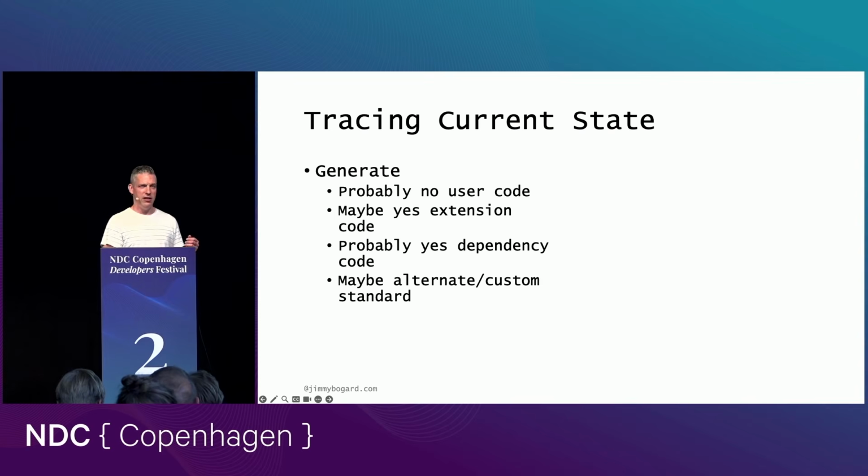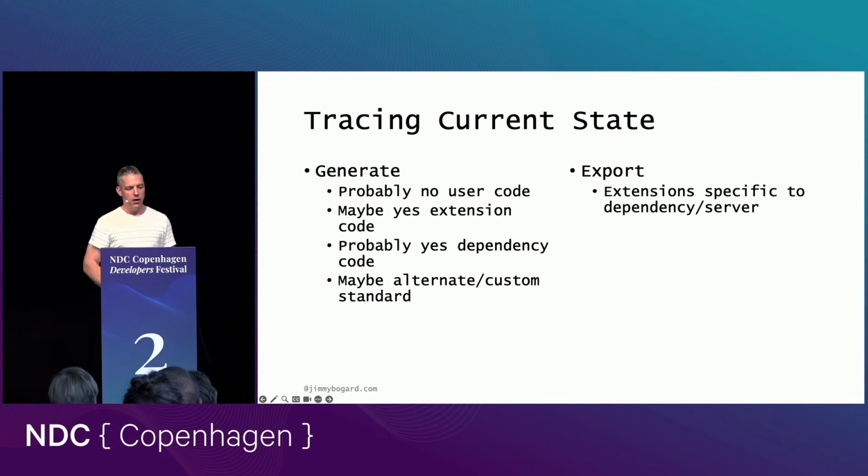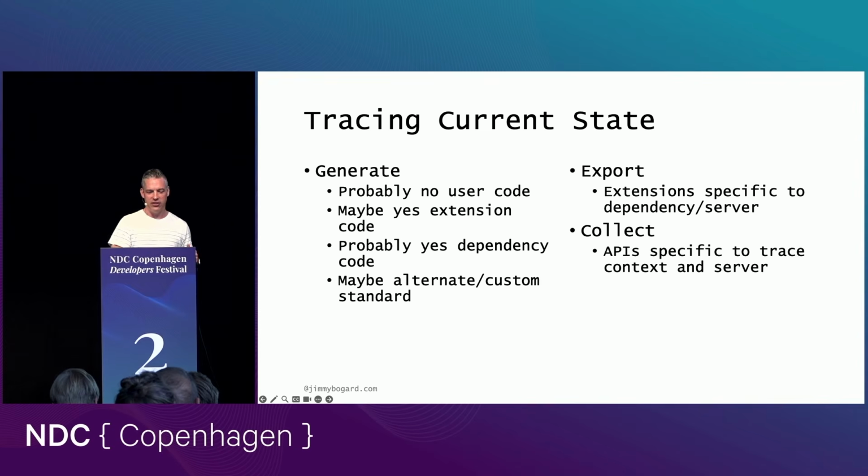Almost certainly there's going to be some dependency on that tracing provider, and maybe there's some kind of alternate or custom standard for distributed tracing as well. On the exporting side, there's almost certainly extensions specific to that individual dependency or server. So I've got a reference in my application to exporting those traces out to Microsoft App Insights. And then finally, on the collection side, there's going to be APIs specific to that trace context and the individual server.